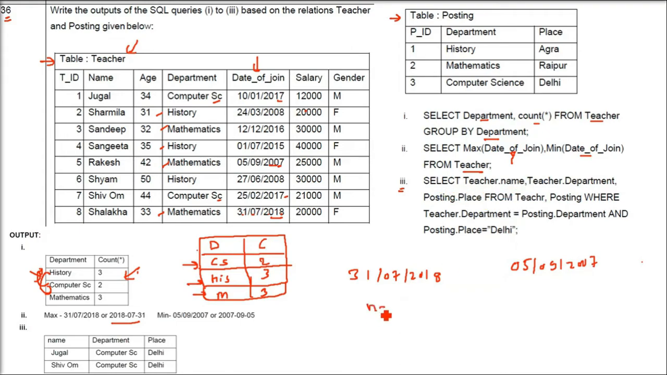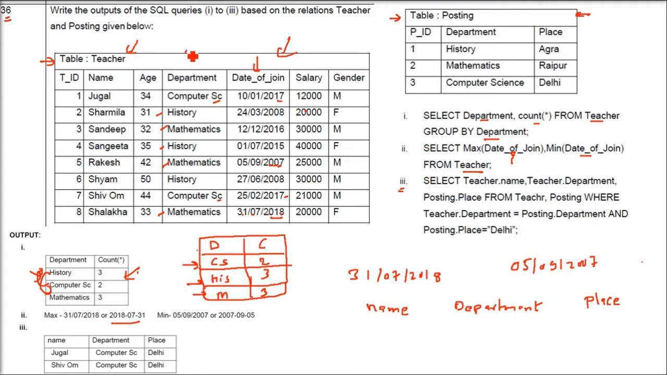Coming to the third one, select teacher.name, so name will come. Teacher.department, so department will be the second column. And posting.place. Whatever comes after select will be the column name. From teacher and posting, so both tables we have to use, and there will be a proper join of these two tables.